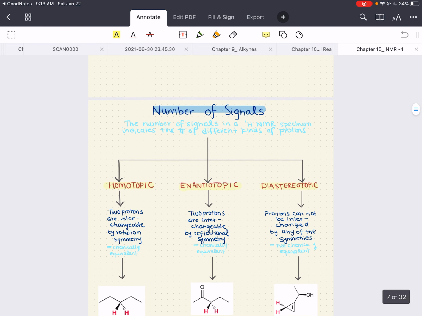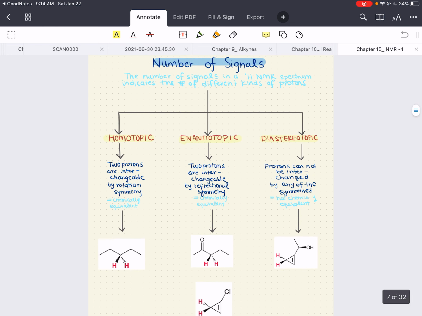All right, so let's get in here. A separate flowchart for number of signals. Since the ultimate goal of NMR is to understand the kind of environment a nuclei is in, it's going to be important to know how many different unique nuclei you're going to observe in the spectrum. Now we're working with hydrogen NMR.